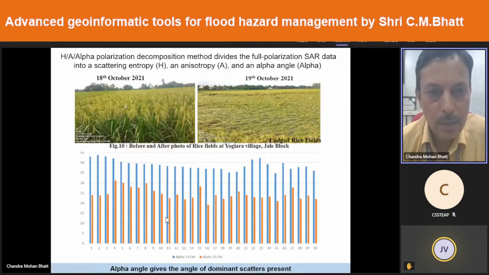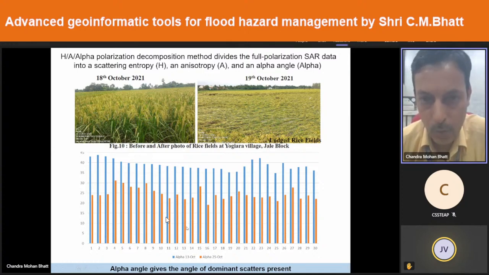We have done one study to identify the crops that have been lodged due to heavy rains. These are standing crops on 18th and 19th. Due to flooding, these crops got laid down. Their vertical nature has changed, and this is through the polarimetric study. We have tried to identify whether we can detect them through satellite studies.